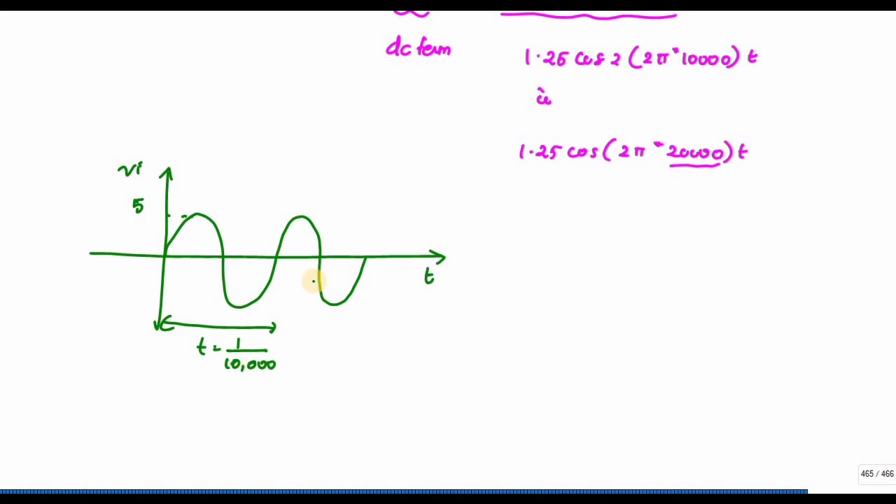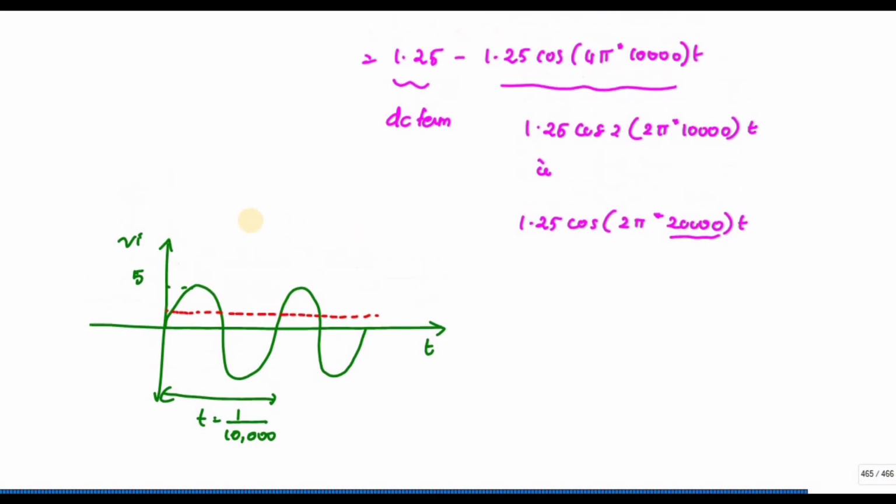So what will be my output? I am getting the output. So how will the DC term look? This is my DC term, and that value is nothing but 1.25.